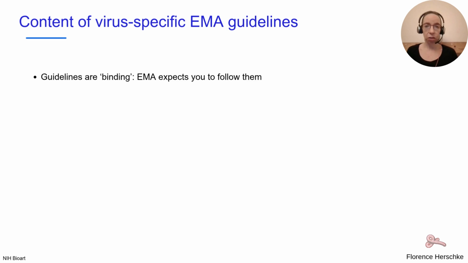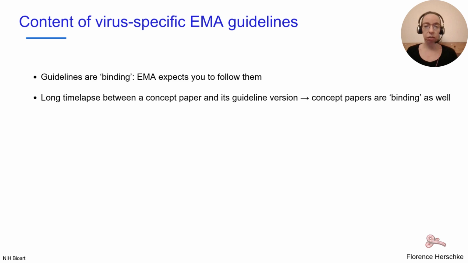On the other hand, concept papers are much shorter documents, highlighting the need for a future scientific guideline. Now there is usually a very long time lapse between a concept paper and its corresponding scientific guideline. For instance, the influenza concept paper dates back from 2017. We are now in 2025 and there's still no scientific guideline. So in a way, for whatever little detail is in there, the concept paper can be considered as binding as well.